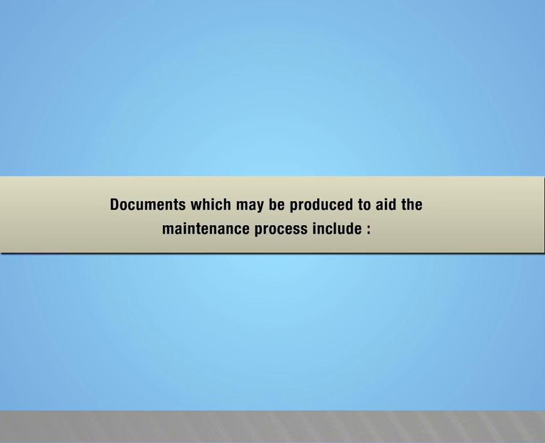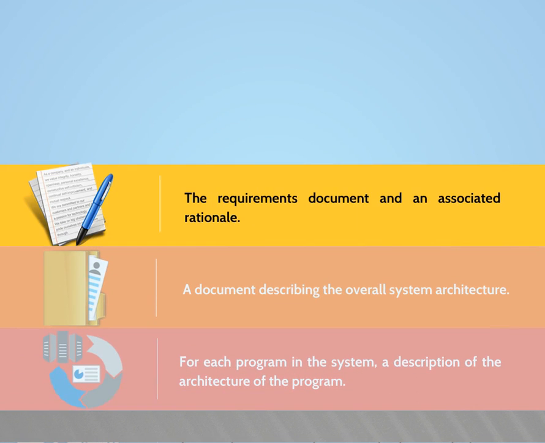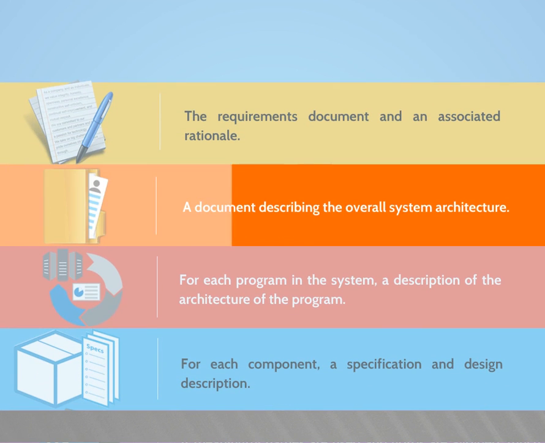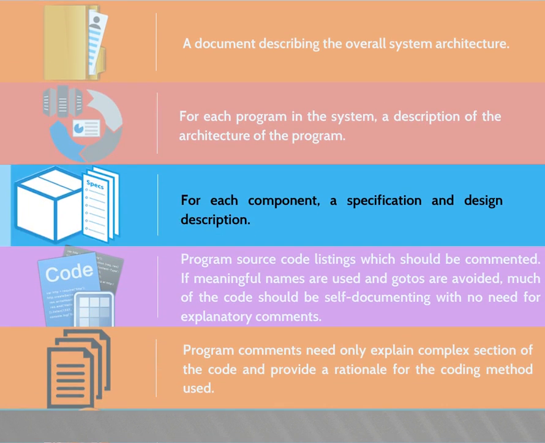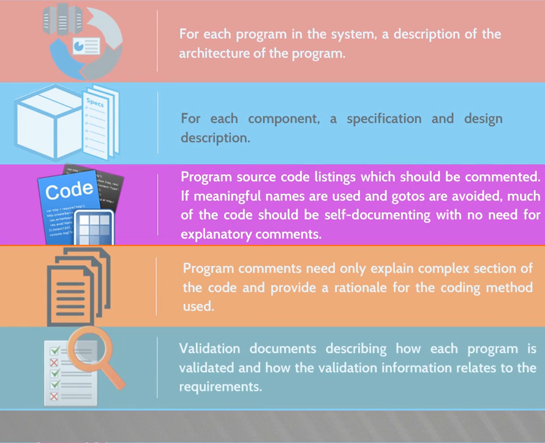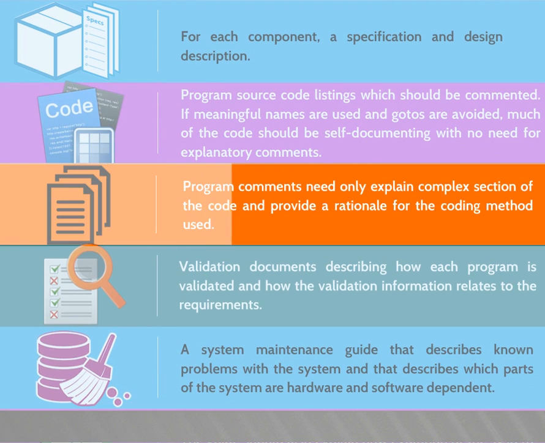Documents which may be produced to aid the maintenance process include the requirements document and an associated rationale, a document describing the overall system architecture, for each program in the system, a description of the architecture of the program, for each component, a specification and design description, and program source code listings, which should be commented if meaningful names are used and gotos are avoided. Much of the code should be self-documenting with no need for explanatory comments. Program comments need only explain complex sections of the code and provide a rationale for the coding method used.